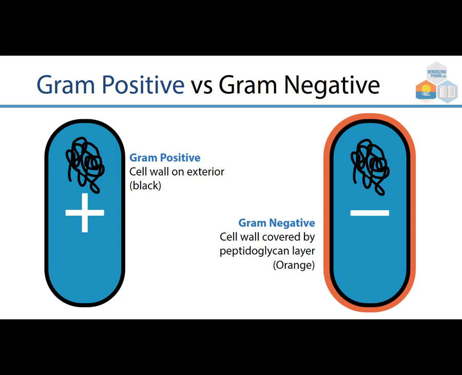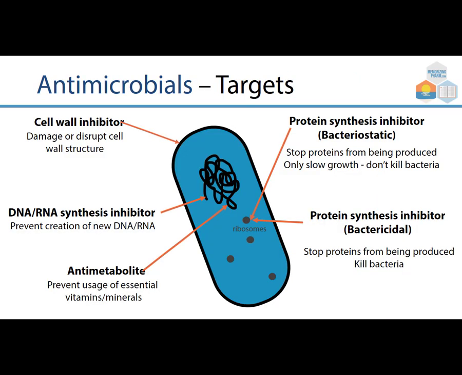And the cell wall is covered by a peptidoglycan layer that's in orange. So I hate to say that gram negative is harder to kill than gram positive, but let's just say that gram negative is more protected. There are a number of targets that you would have with antimicrobials. You can target the cell wall, damage or disrupt the cell wall structure, because humans don't have cell walls. They have cell membranes, but not cell walls.